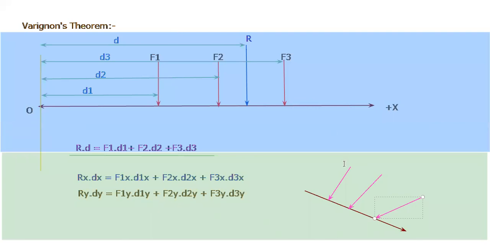Now suppose that this is F1, F2 and F3. Now these three forces are not parallel to each other. Each force is making a different angle with each other. Okay. Now this is your point O. Now this is your case 1. First one is the case 1. And this is your case 2.